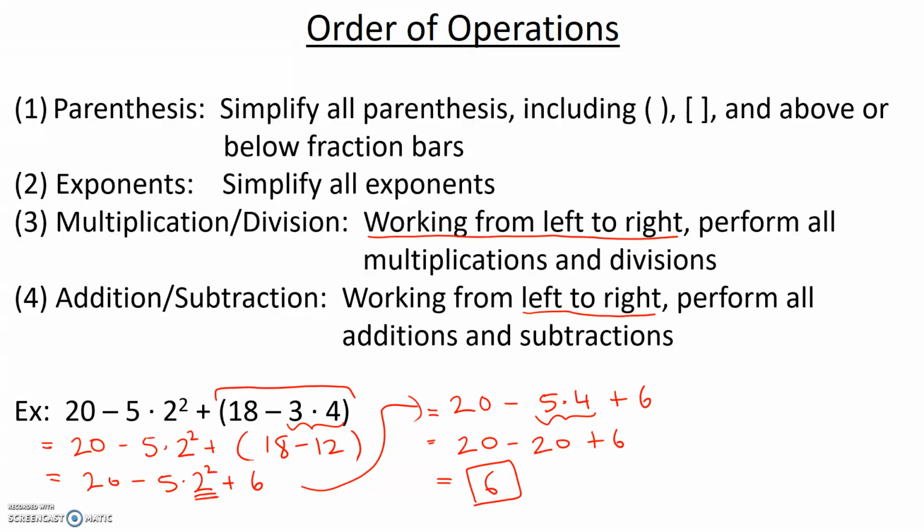Okay, let's go through this one more time. In the parentheses, we multiplied first since multiplication comes before addition and subtraction. Then we subtracted 18 minus 12 to get 6. After the parentheses was simplified, we then simplified the exponents, which is 2 squared, and that gave us 4. Once the exponent was simplified, now all we have left is multiplication and addition and subtraction. The multiplication must be performed first, so we multiplied 5 and 4 to get 20. Then going left to right, we performed all addition and subtraction.